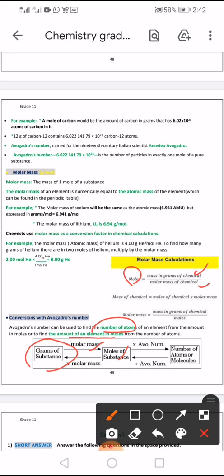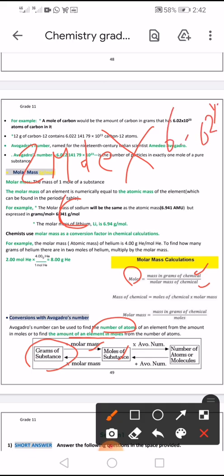If we want to get the number of atoms in an element, for example, if we have 2 moles of carbon and want to get how many atoms of carbon are in these 2 moles, we just multiply by Avogadro's number, 6.02 times 10 to the power 23. Just multiply 2 moles times 6.02 times 10 to the power 23 to get the number of atoms or molecules inside 2 moles.